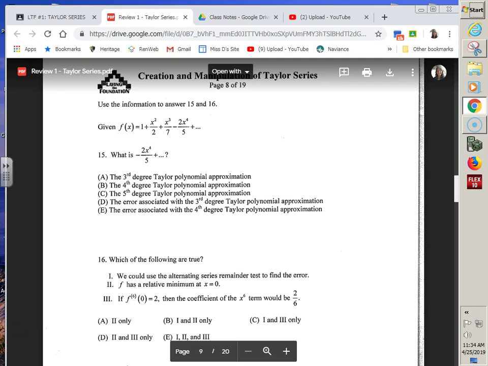What is negative 2x to the 4th over 5? I would have put B. It's D, though. It looks so simple. Oh, duh. Give me a second. It's the 4th degree term. It's not the polynomial approximation.